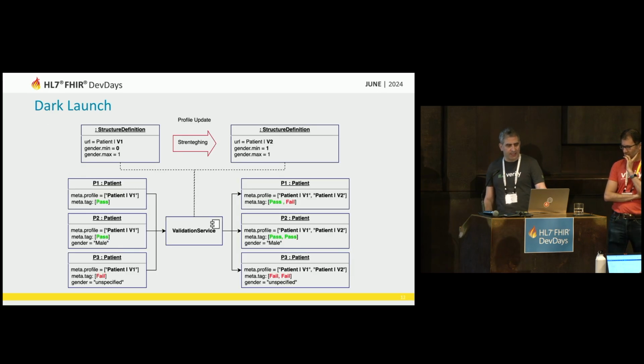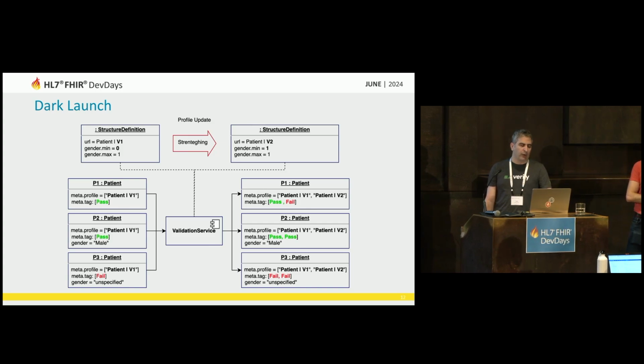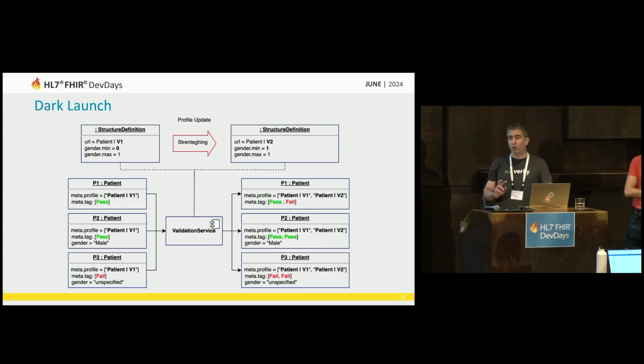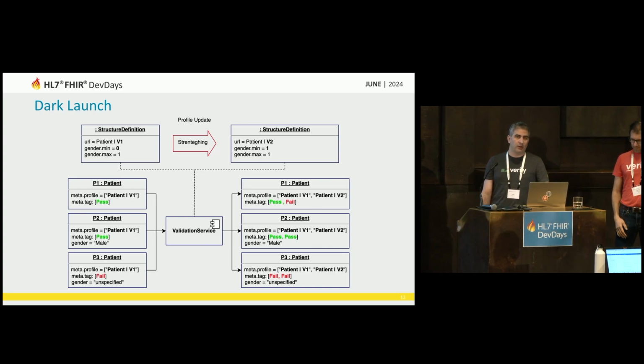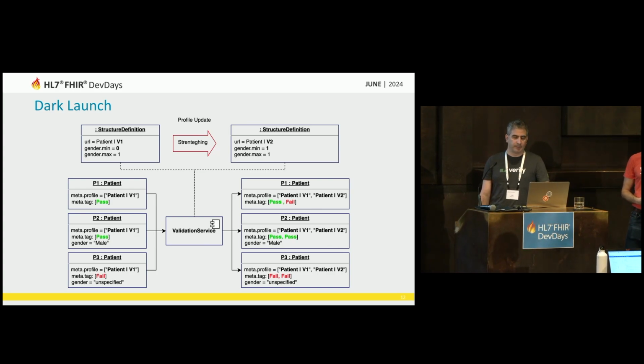Let's go back to our example here. We can see that, for example, we have 3 patient instances, and 2 of them are passing. Once we update our IG, we test against both IGs, V1 and V2, and we store the result for both of them. But our downstream systems only rely on V1 and ignore the second one. And our monitoring system detects any change from pass to fail, and then we can review it and update our IG, our downstream systems, or make any fix that is possible.